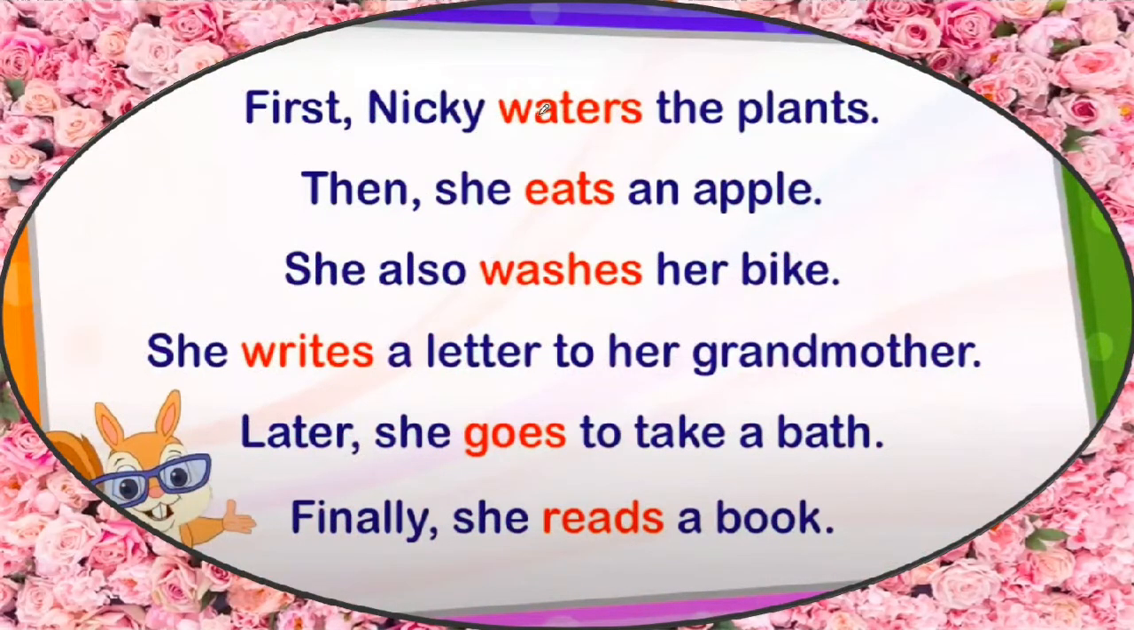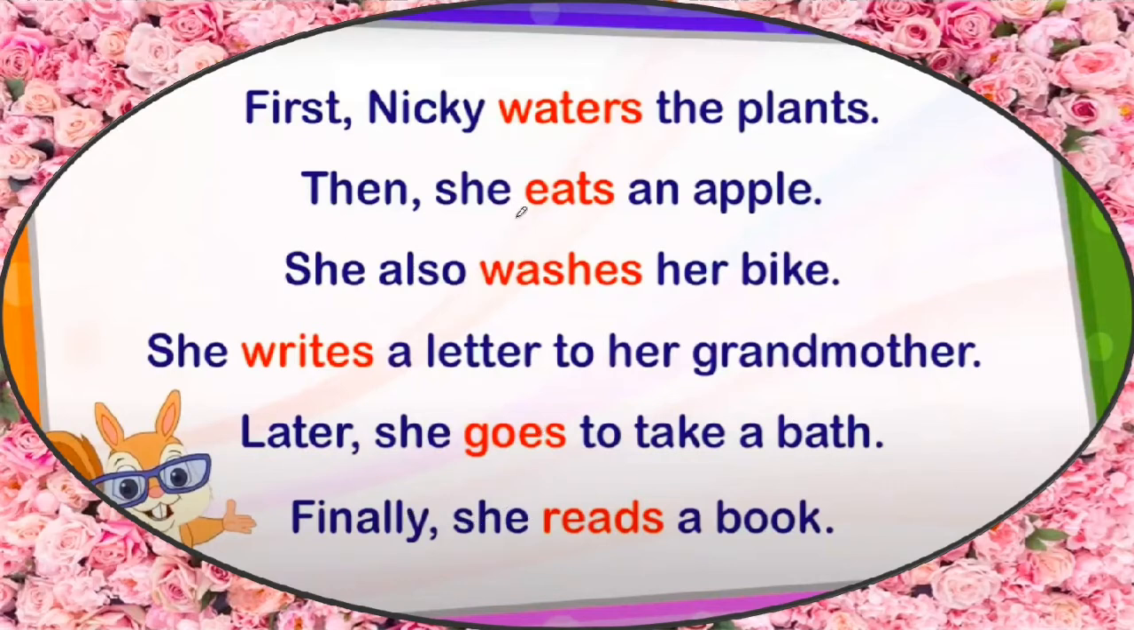First, Nikki waters the plants. What does she do? She waters the plants. Then she eats an apple. Then she also washes her bike. What does she do? She washes her bike. She writes a letter to her grandmother. Later, she goes to take a bath. Finally, she reads a book.